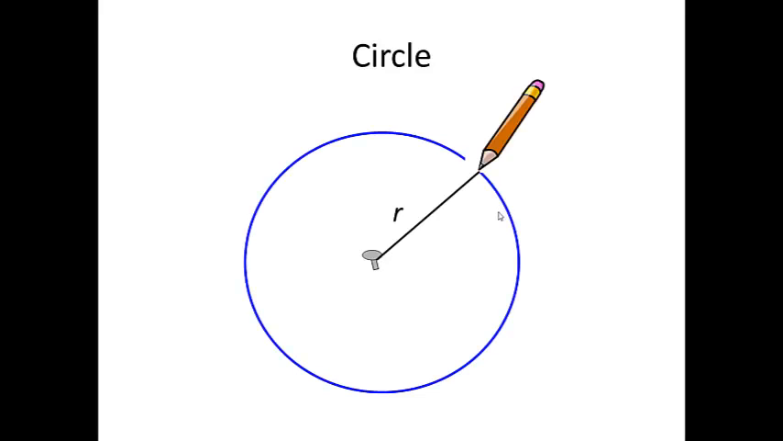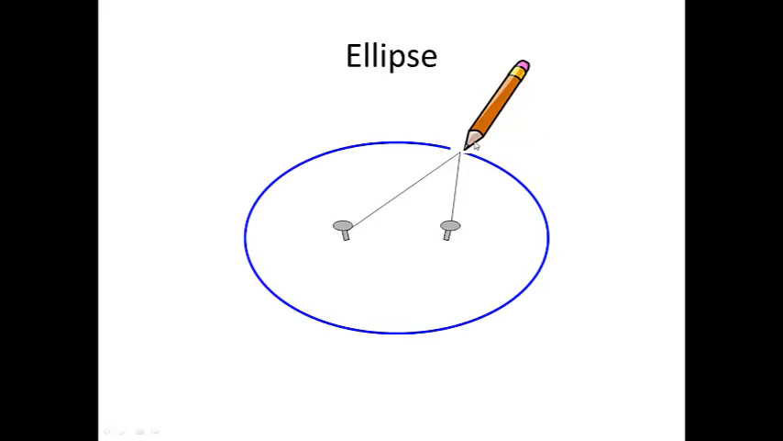A circle. We define a circle as all the points the same distance from a center point, and that gives us the radius. How we define an ellipse is if we have 2 points of reference, we tie a string to that and we draw the figure that makes that shape with that string, and we would have an ellipse.